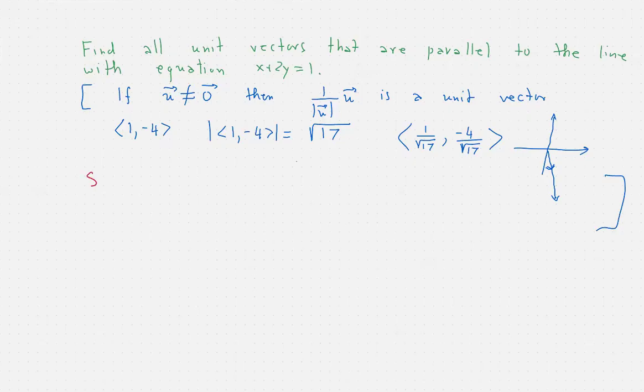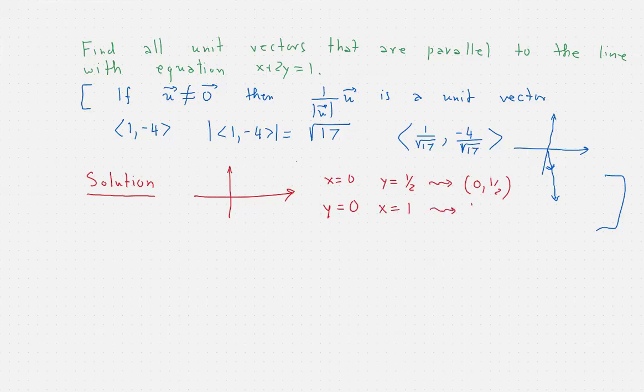So we would like to begin by finding 2 points on this line. And maybe the easiest thing is to find the x and y intercepts. So if we set x equals 0, then we get that y is equal to 1/2. So that yields the point 0, 1/2. And if y is equal to 0, then x is equal to 1, which yields the point 1, 0.